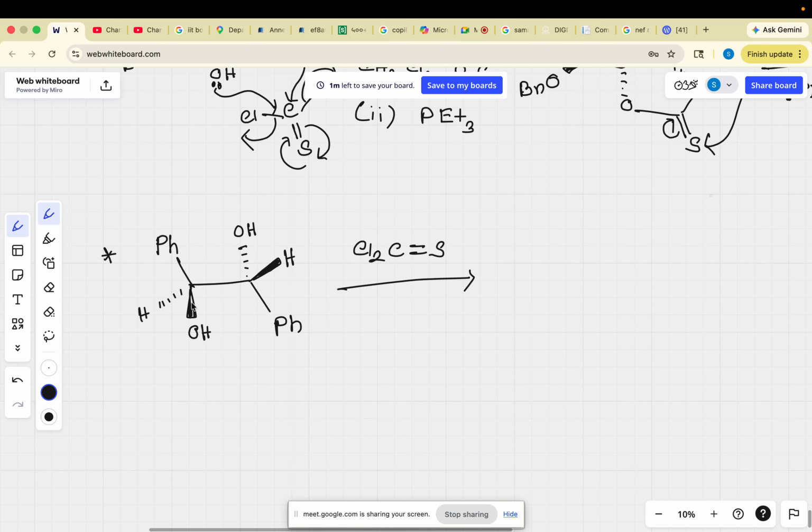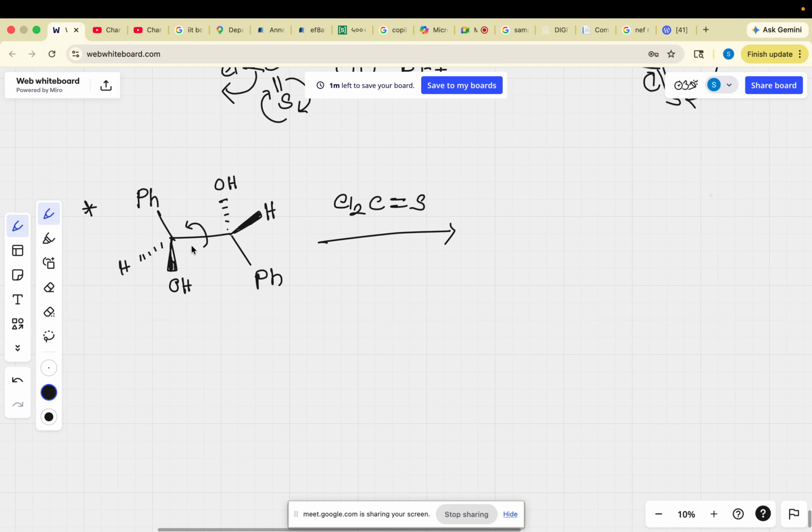But here, if you see, one OH is present above the plane and one OH is present below the plane. Right? So what you have to do? First of all, you have to rotate the bond. This is your carbon-carbon single bond, so you can rotate via this bond. If you rotate this bond, then this OH will come in front or go below. So you have to make sure that both the OH are present on the same side. Otherwise, there will be no fate for your Corey-Winter reaction. It cannot proceed.